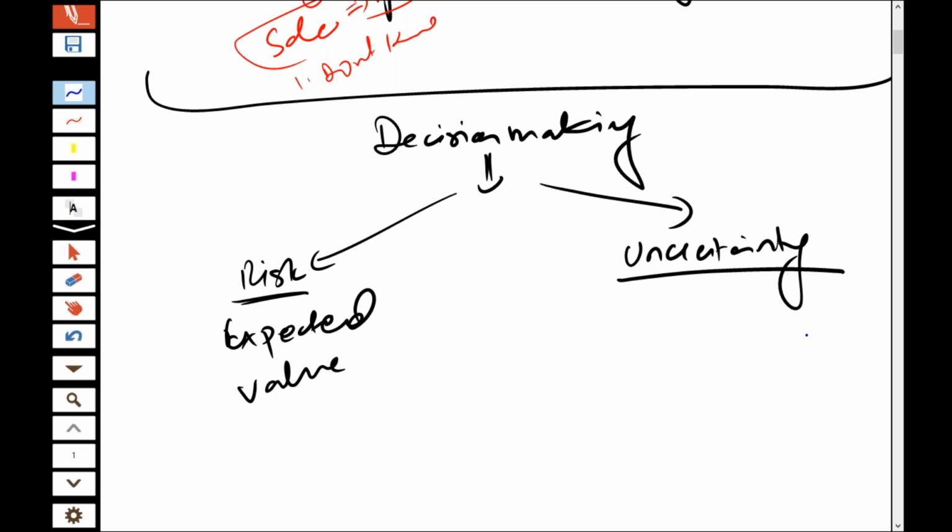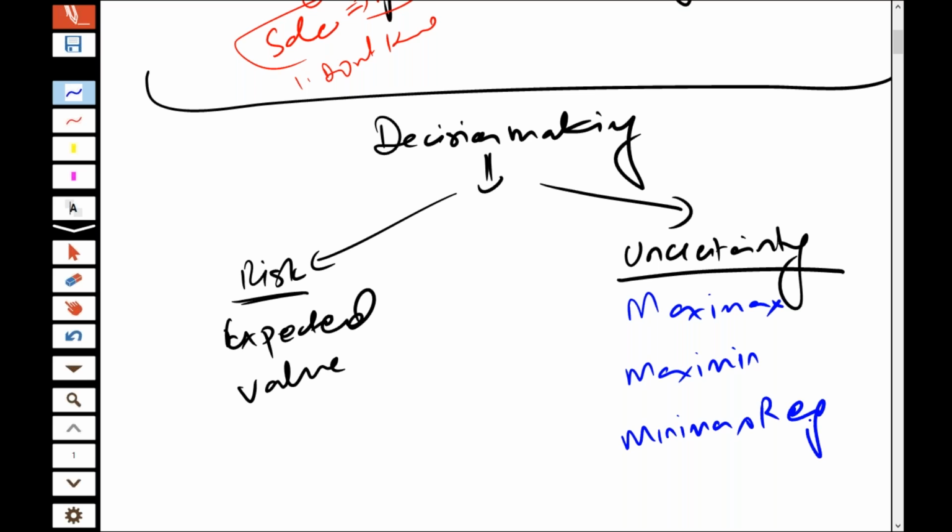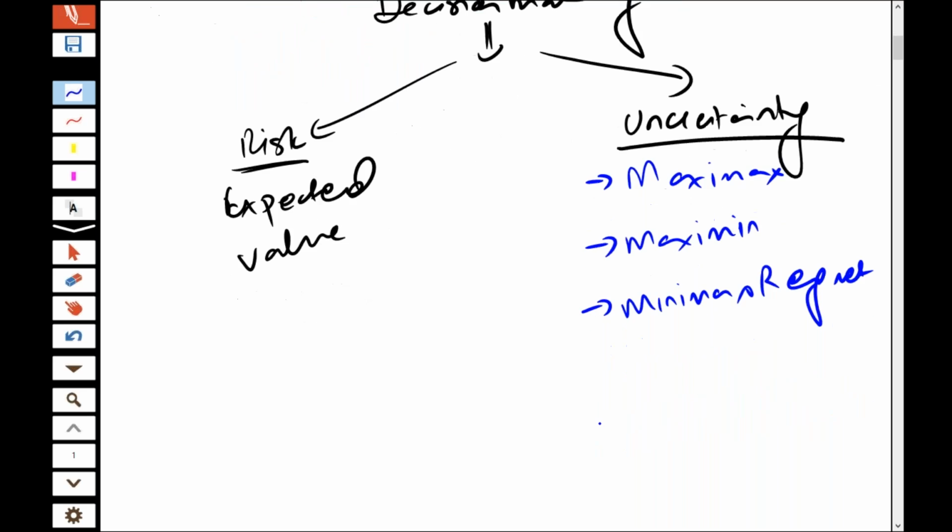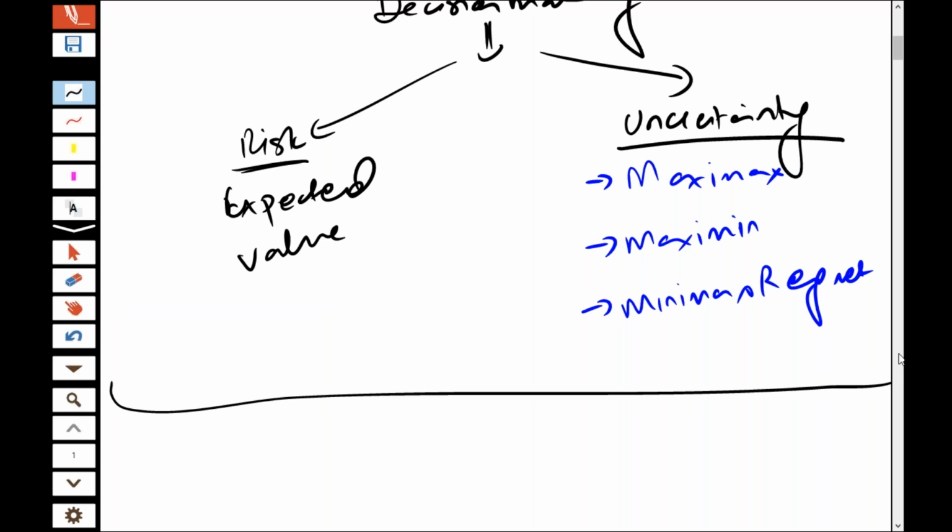And whenever we are facing uncertainty, the techniques that are used are termed maximax, maximin, and the third one is termed minimax regret. So there are maximax, maximin, and minimax regret. These are the three different techniques used whenever we are dealing with uncertainty, and for risk it is the expected value technique.